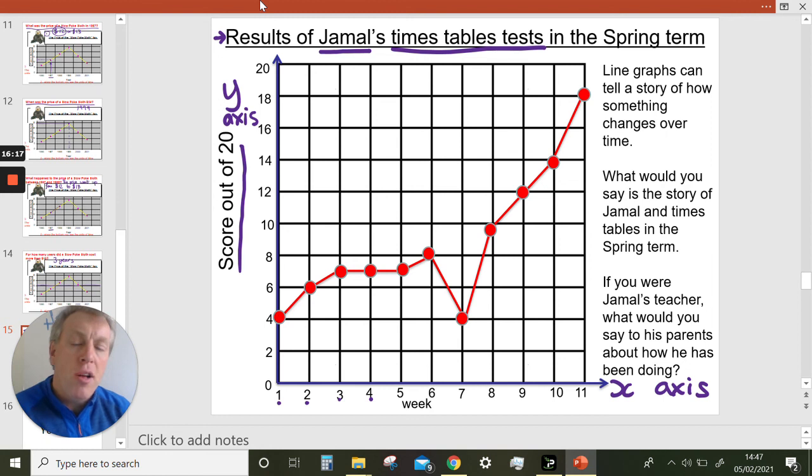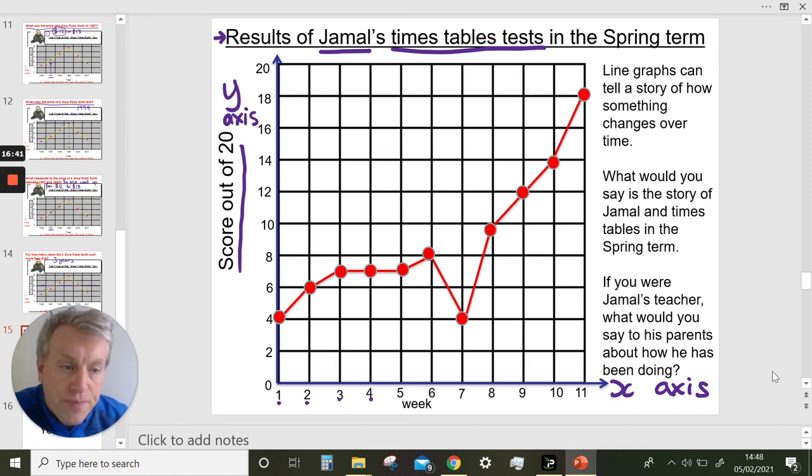If you were Jamal's teacher, what story would this tell you about Jamal and his times tables? Well, it would tell you that he didn't know his times tables, and he wasn't making much effort at the start, I would say. He wasn't learning them very well, but he's getting quite a lot better by the end.